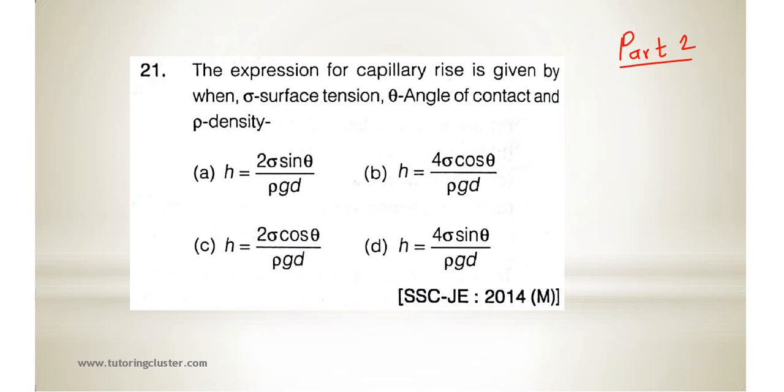Question number 21: the expression for capillary rise is given by, where sigma is surface tension, theta is angle of contact, rho is density. We already discussed the formula in part 1, that capillary rise is given by 4 sigma cos theta upon rho g d. So the correct answer will be option number B.